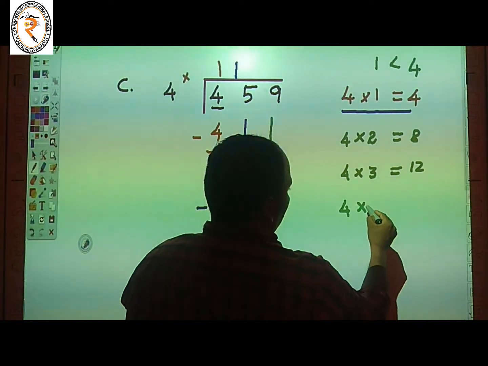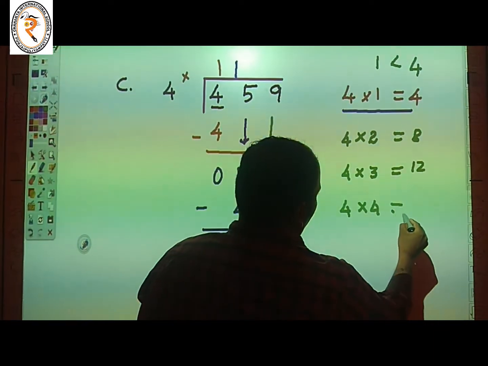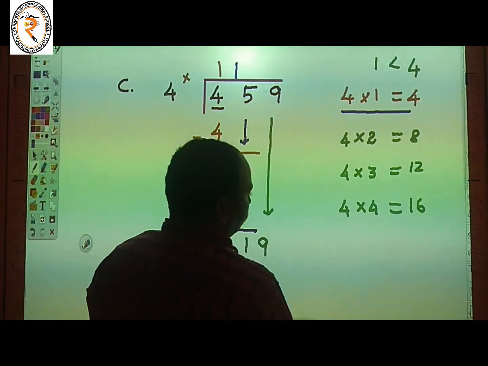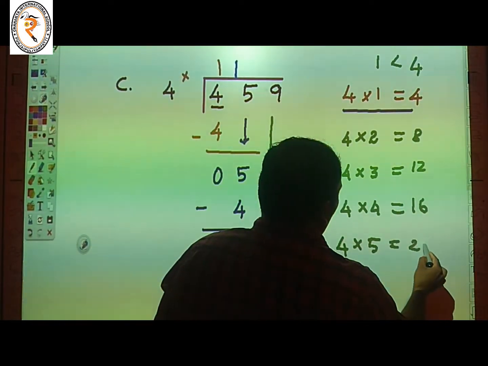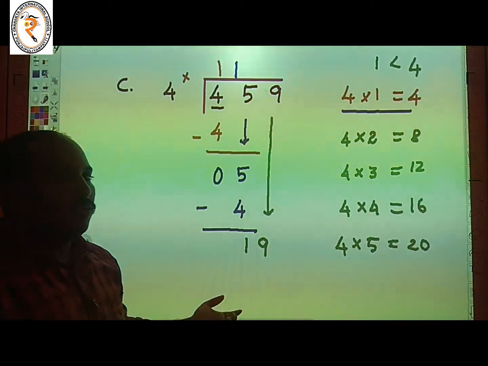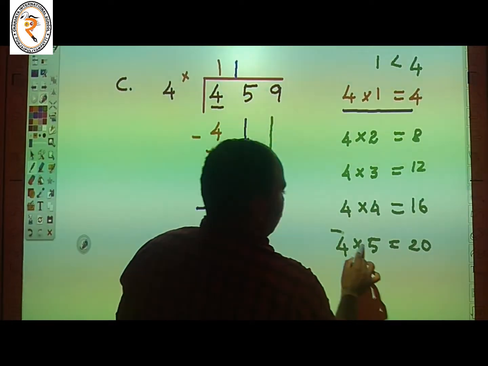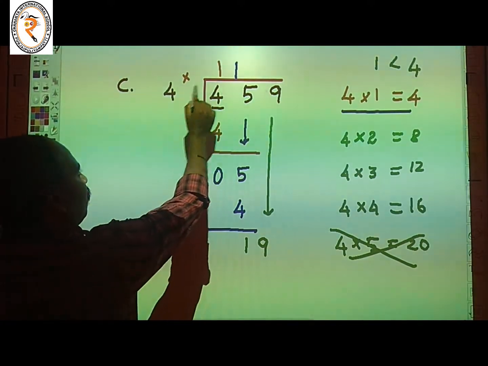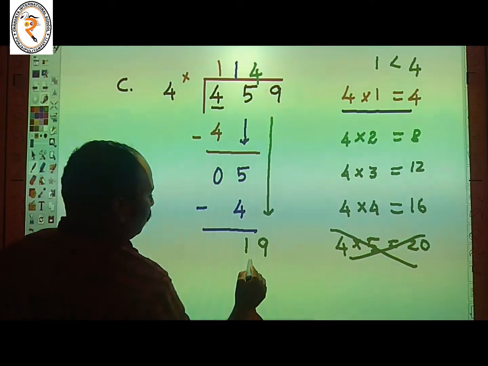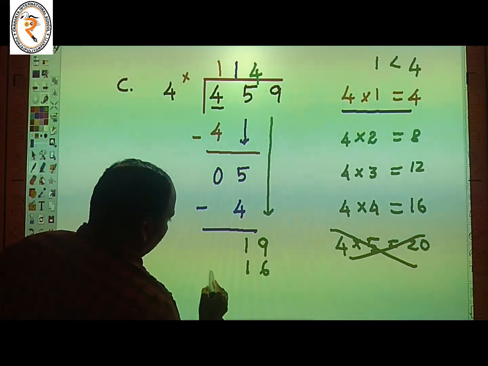Up to 19, less than 19. So 4 4s are 16. 4 5s are 20. But we have 19 only, so it is not possible. So 4 4s are 16. 4 into 4 is equal to 16. Next we want to subtract.